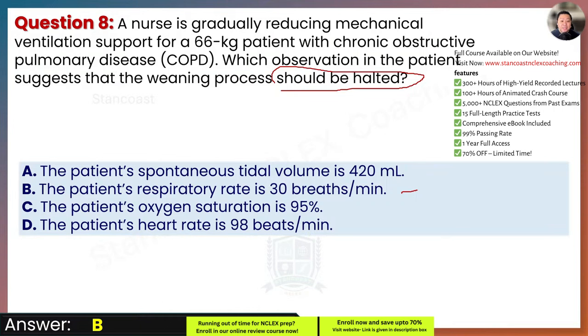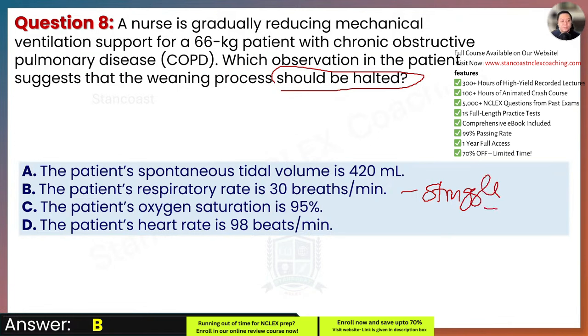And the rapid breathing here suggests the lungs are working too hard, and in this COPD patient, this can lead to fatigue and also will lead to respiratory muscle failure. And so in clinical practice, the rate of 30 breaths per minute is a red flag that the patient is not tolerating the process well, and the nurse should pause the weaning. Okay, there is struggle over here. You should stop the weaning.